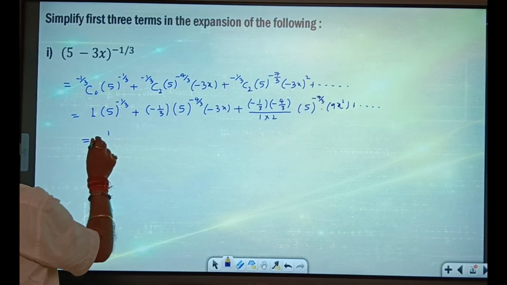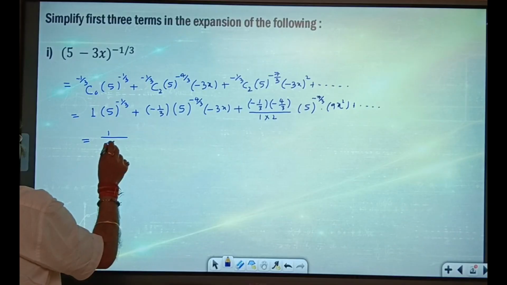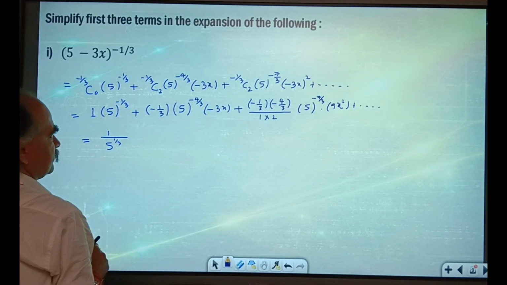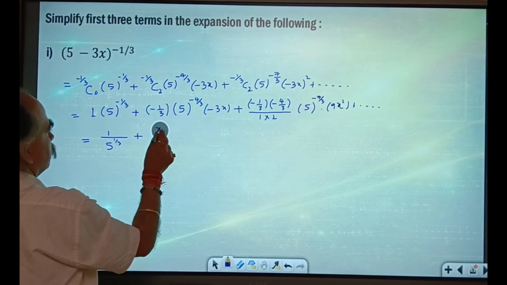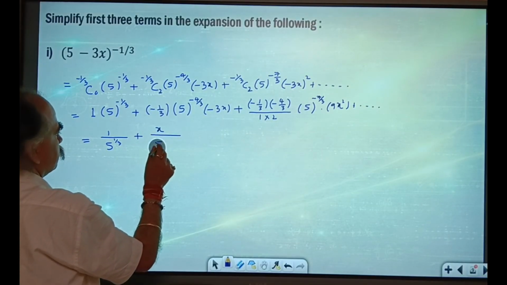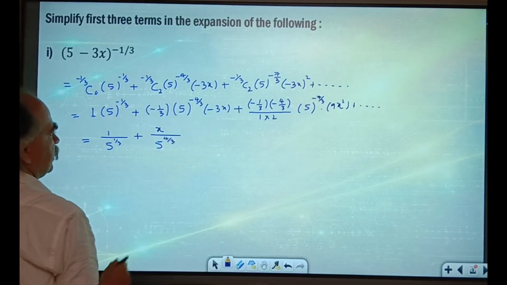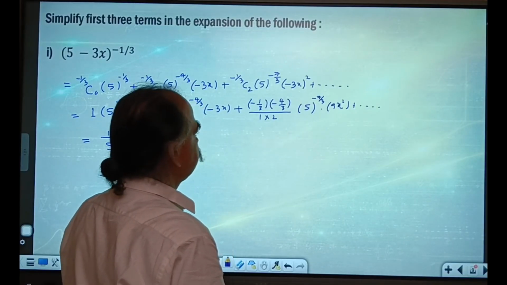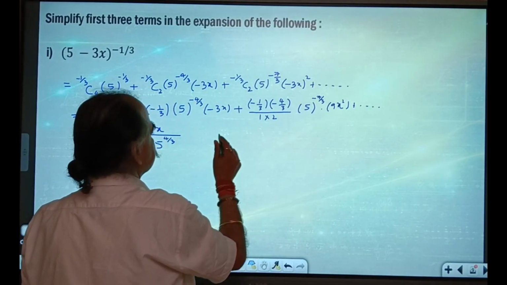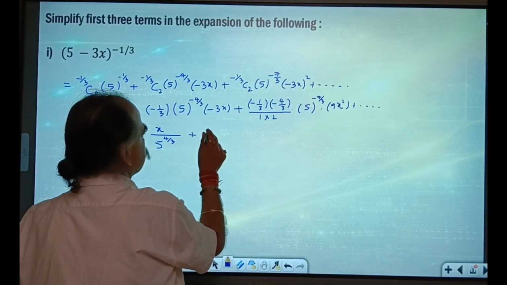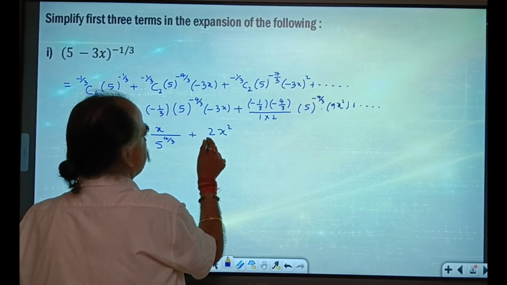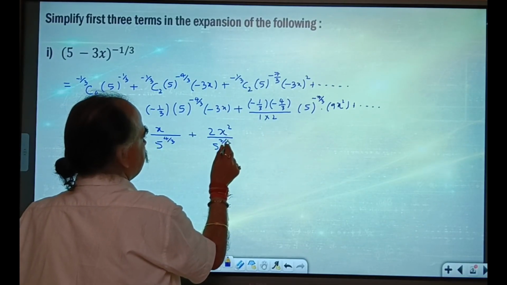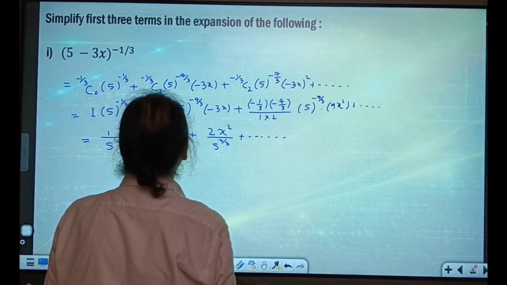Make it positive: 1 upon 5 is to 1 by 3. Minus minus plus, 3 cancels, so x upon 5 is to 4 by 3. Now minus into minus again plus, 2 to the 4 will get cancelled, 3 to the 9 will get cancelled, so what is left? 2x square upon 5 is to 7 by 3, plus so on.